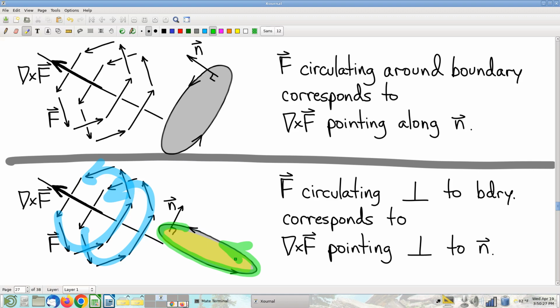There is basically no sense in which this rotation of fluid is realized in a line integral along this boundary curve. They're just in different directions. And tracking with that perfectly is the fact that the curl of the vector field and the normal vector for the surface are also pointing in different directions.